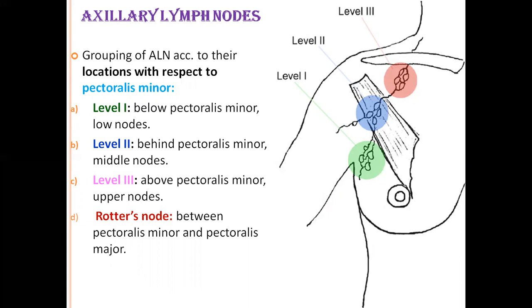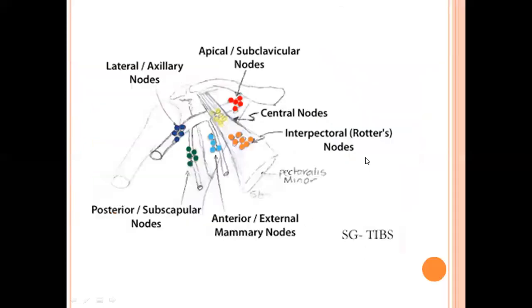Instead of calling them anterior, posterior, lateral, central and apical groups, like in some surgery books, they will be classified based on pectoralis minor. Okay. Above is level 3, behind is level 2 and below is level 1. Okay. Rotter's is between pectoralis major and minor. So this is one more picture which helps us to understand the various lymph nodes. Okay.